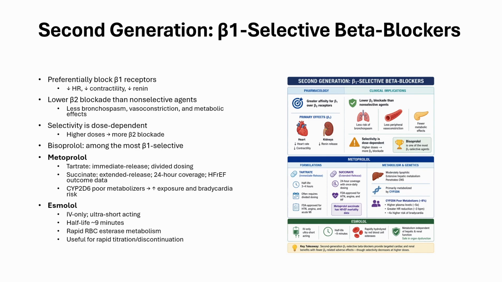Esmolol is an IV-only, ultra-short-acting beta-1 selective beta blocker with a half-life of about 9 minutes due to rapid hydrolysis by red blood cell esterases. Esmolol's metabolism is independent of hepatic and renal function, making it a useful choice in patients with organ dysfunction.